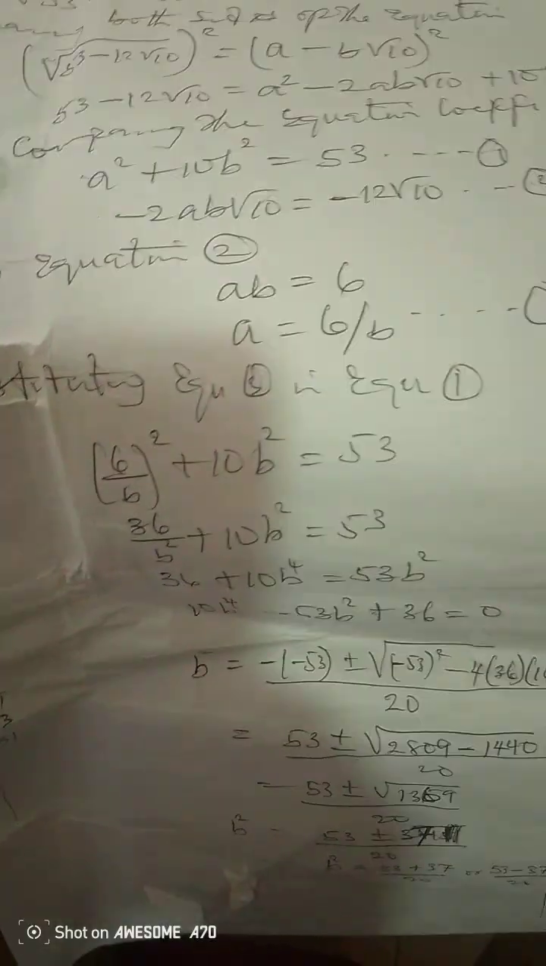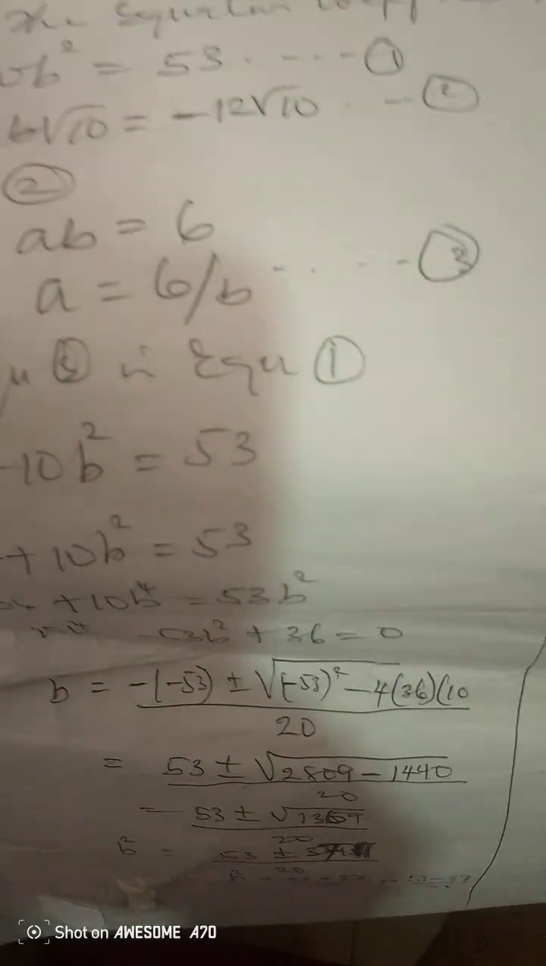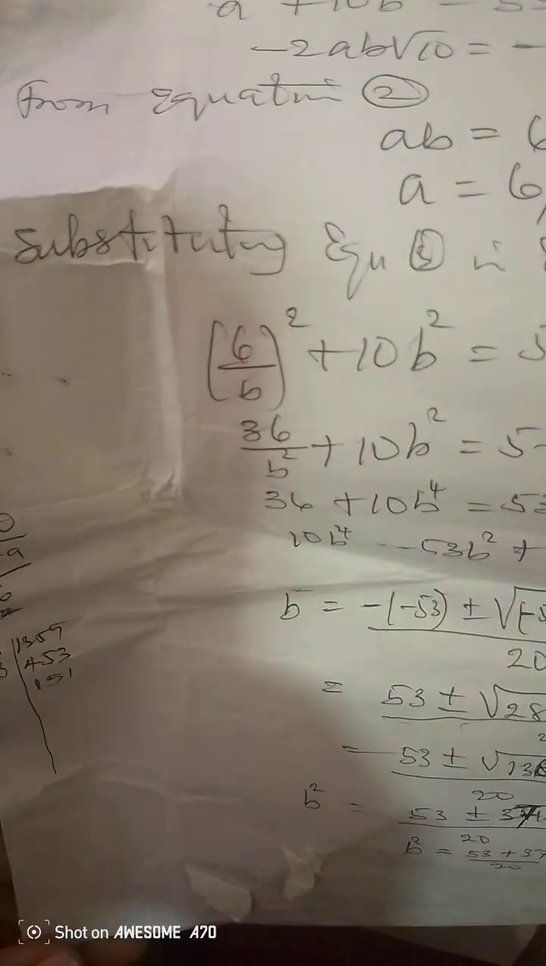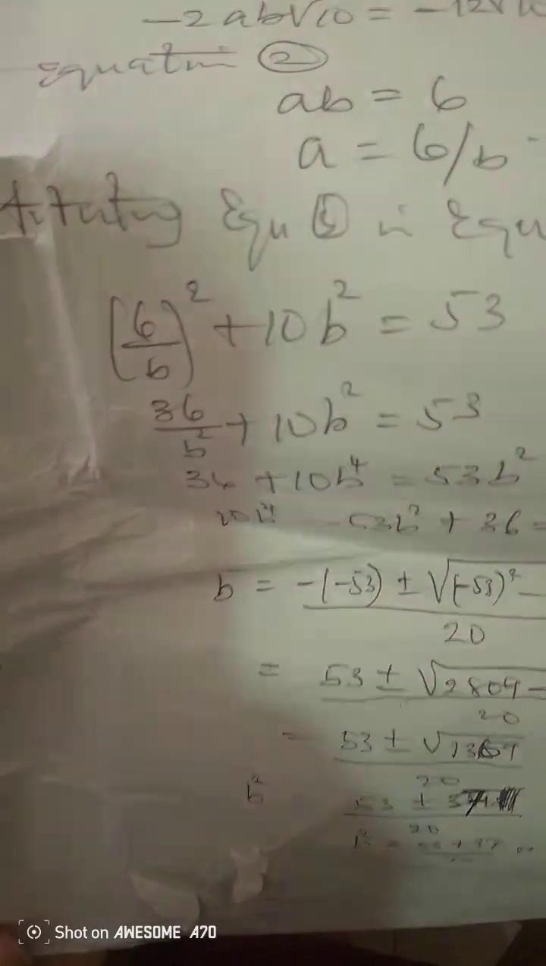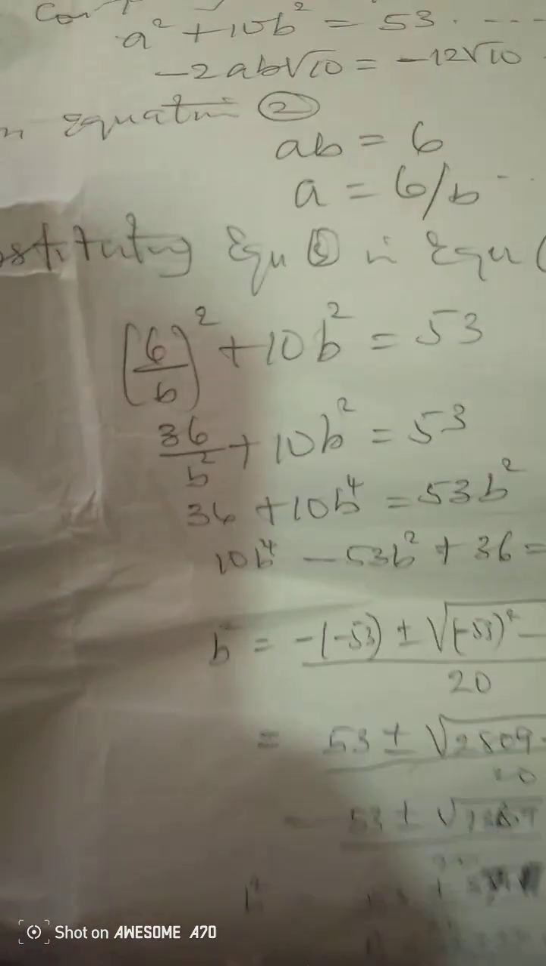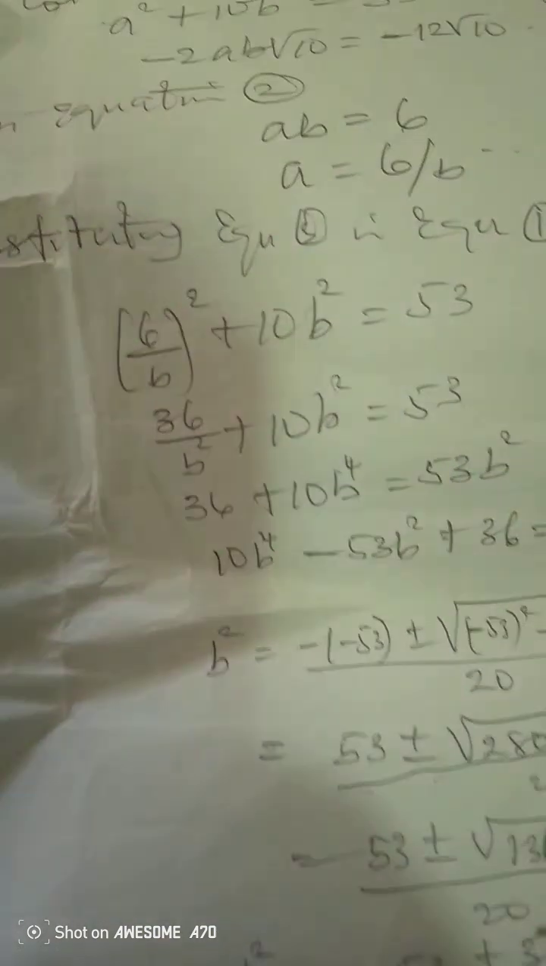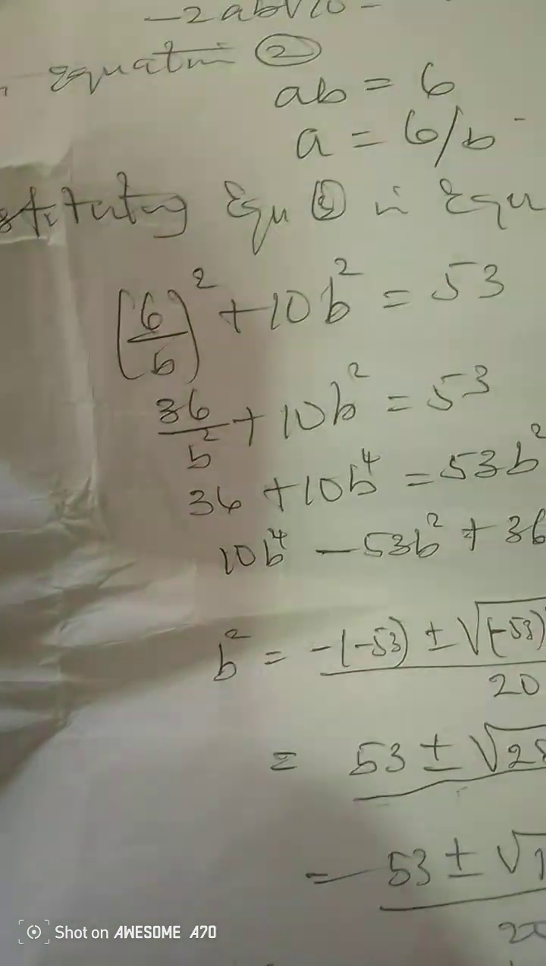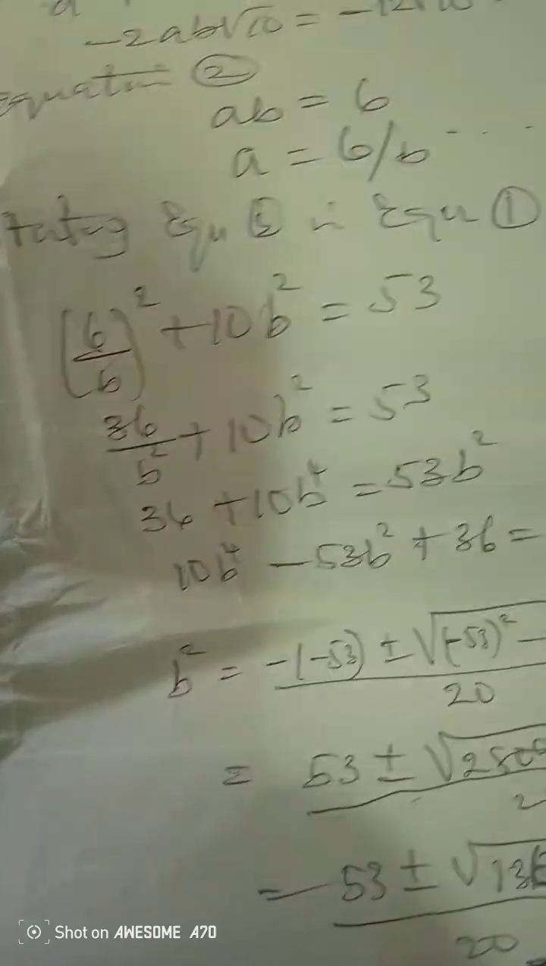So a is equal to 6 over b. That becomes equation 3. So we try to substitute equation 3 in equation 1. Replacing a as 6 over b, we have (6/b) all squared plus 10b² is equal to 53. So (6/b) squared gives us 36 over b² plus 10b² is equal to 53. Now to clear the fraction, we multiply by b². So it gives us 36 plus 10b⁴ is equal to 53b². We rearrange this.